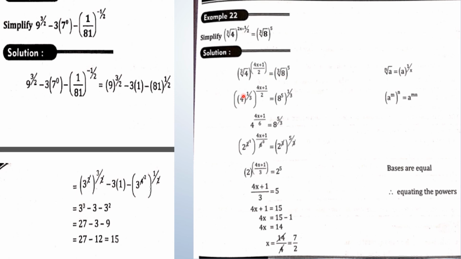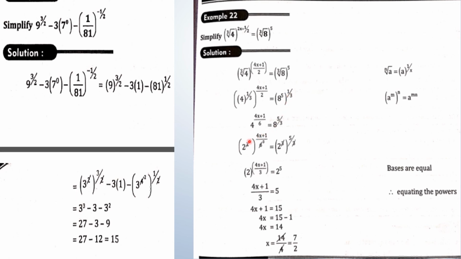In the next step, 4 to the power 1 by 3, to the whole power of (4x plus 1) divided by 2, equals 8 to the power 5, to the whole power of minus 1 by 3. Why? Because you have a root here according to this step. So 4 to the power of (4x plus 1), the same thing will be there, divided by 2 threes will become 6, is equal to 8 to the power 5 divided by 3. 5 ones are 5 divided by 3.